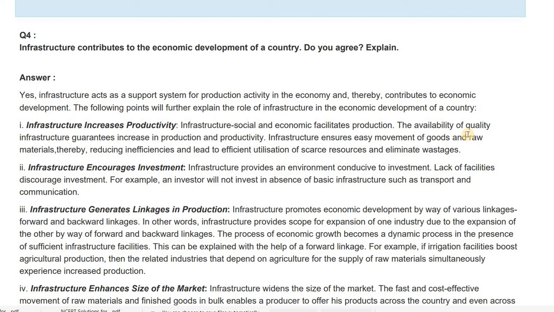Infrastructure increases productivity. First one, infrastructure increases productivity. Social and economic infrastructure facilitates production. The availability of quality infrastructure guarantees increase in production. Infrastructure ensures easy movement of goods and raw materials, reducing inefficiencies, and leads to efficient utilization of scarce resources and eliminates wastage.